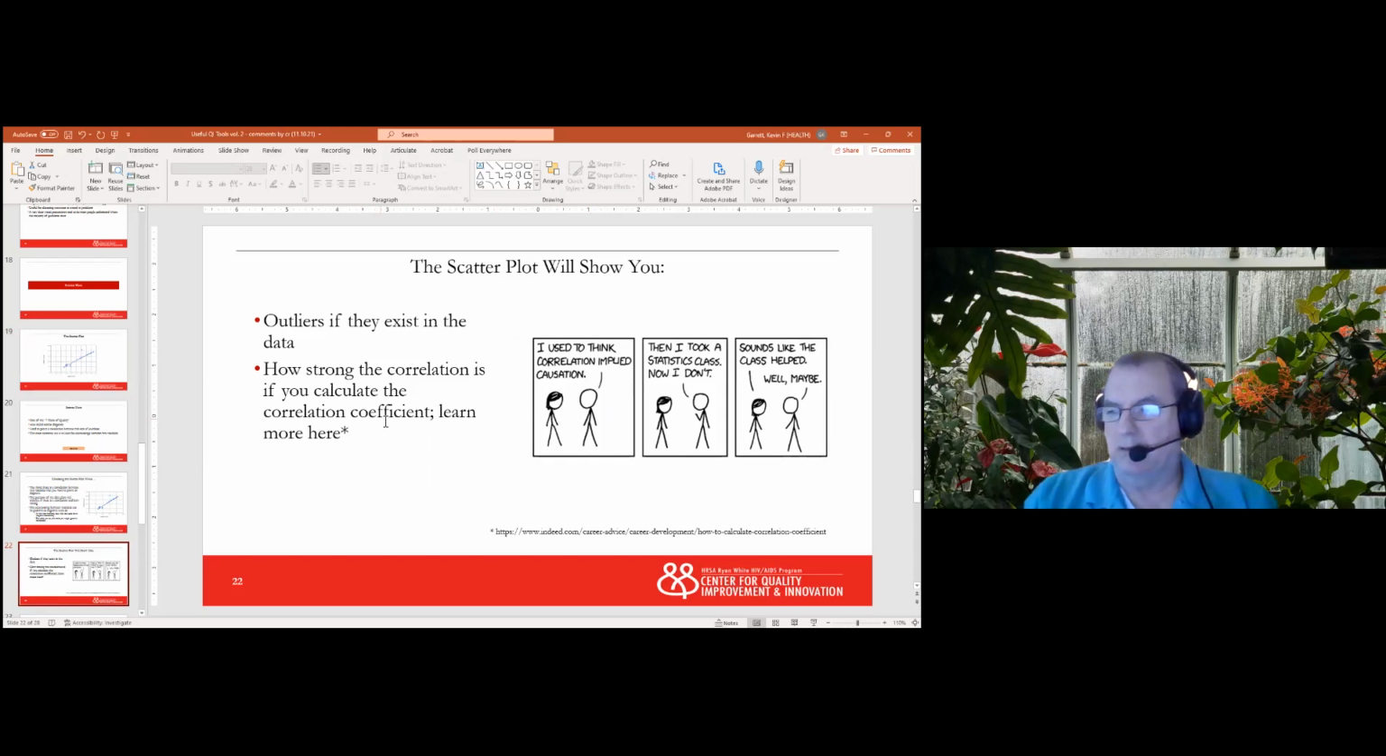Indeed.com, which I believe is a website for jobs, which I'm not advocating anybody leaving their job, but Indeed.com has a real good piece on how to calculate a correlation coefficient. That's if you want to get into the math of it. So if a correlation coefficient is equal to 1, there's a very strong correlation. If it's equal to -1, it's a very strong negative correlation. And there's everything in between.